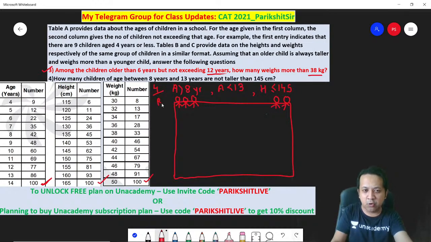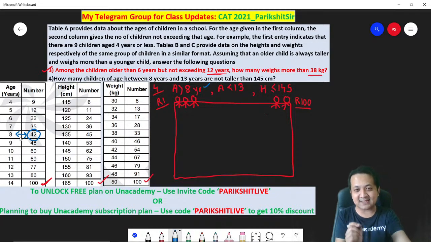Let's call them roll number 1, roll number 2, roll number 3, up till roll number 100. Fine? Let's start. First case, age greater than 8 years. So what is the number here? Age greater than 8, 42. Remember, 42 is not greater, it is less than. So what does 42 indicate? How many children have age less than 8 years? So 42 children.